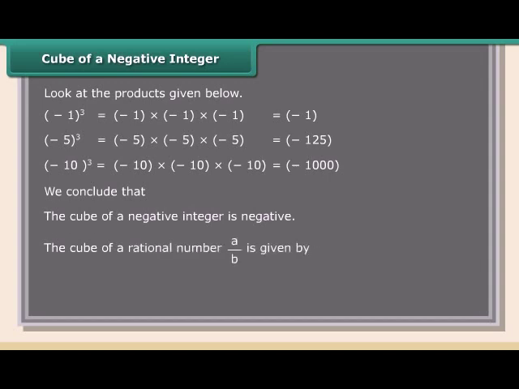The cube of a rational number a upon b is given by (a upon b) cubed is equal to a cubed upon b cubed.